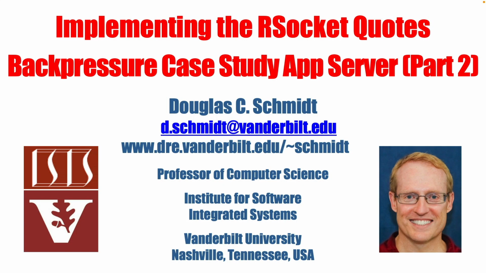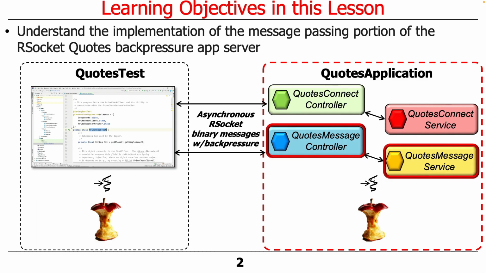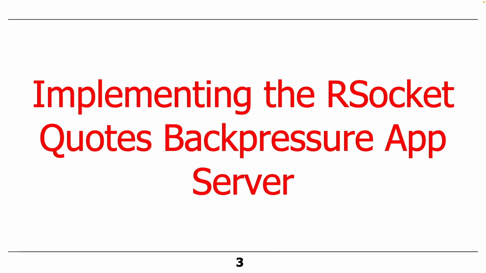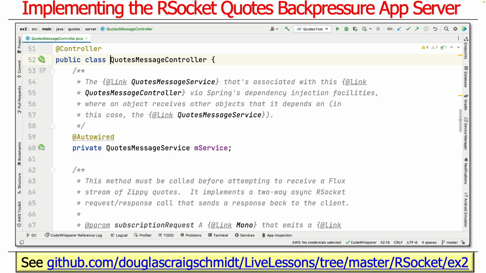Okay, so let's talk about part 2. This part of the case study is going to look at the message passing portion of the backpressure aware app server. And if you're wondering where's the backpressure, there's really not much to be done on the server side, which is pretty cool. It's mostly on the client. So we're going to go ahead and take a look at the EX2 RSocket live lessons project and walk through the message passing oriented code.